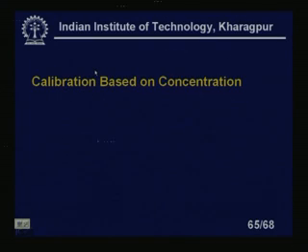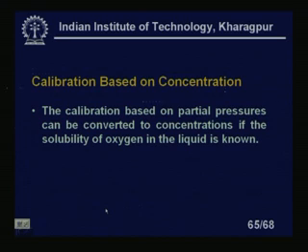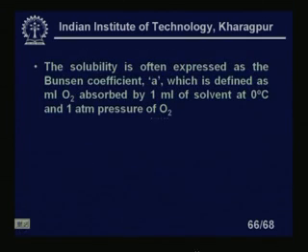Calibration based on concentration. The calibration based on partial pressures can be converted to concentrations, as I told you, if the solubility of the oxygen in the liquid is known. If we know that, how can I write it? The solubility is often expressed as the Bunsen coefficient A, which is defined as the milliliters of oxygen absorbed by 1 milliliter of solvent at 0 degree centigrade and 1 atmospheric pressure of O2, right.